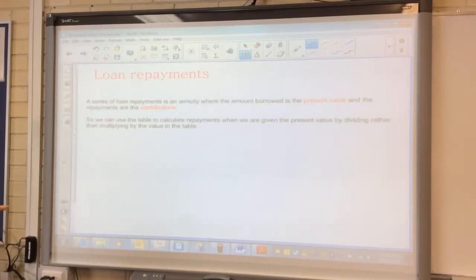So do you understand when we would times and when we would divide? We multiply when looking for the present value, but we're going to divide when looking for the contributions. Everyone got that clear? So multiply when finding the present value, divide when looking for the contributions.